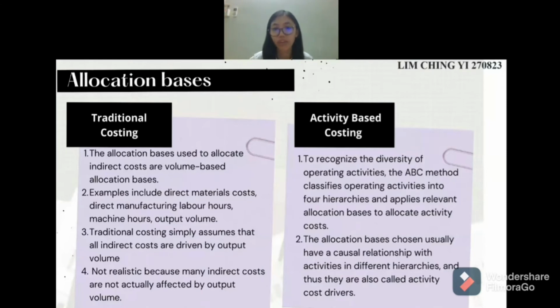finally produced. Next, for ABC costing, to recognize the diversity of operating activities, the ABC method classifies operating activities into 4 hierarchies and applies relevant allocation bases to allocate activity costs. The allocation bases chosen usually have a causal relationship with activities in different hierarchies, and thus they are also called cost drivers.